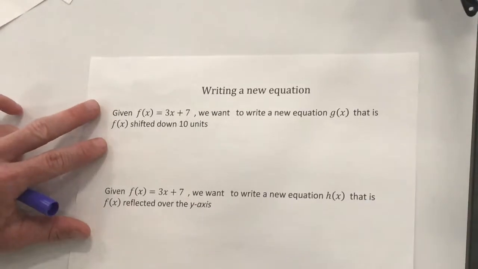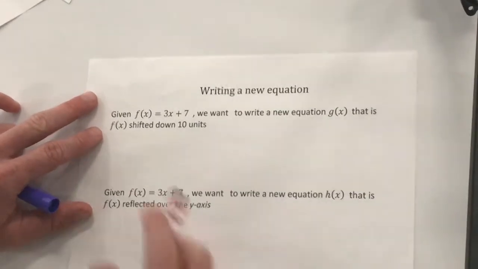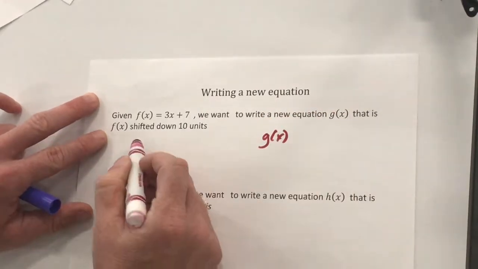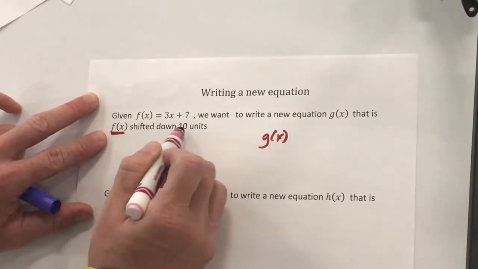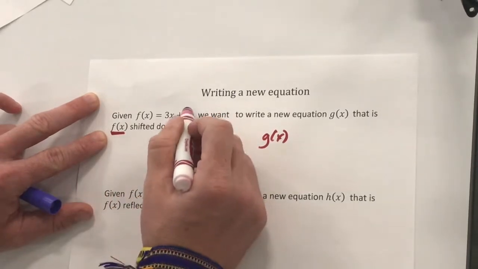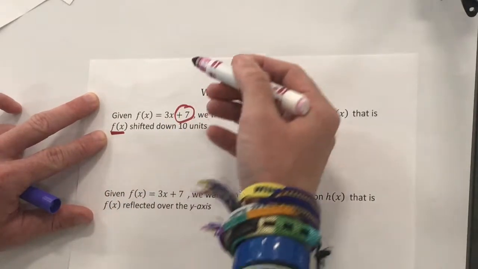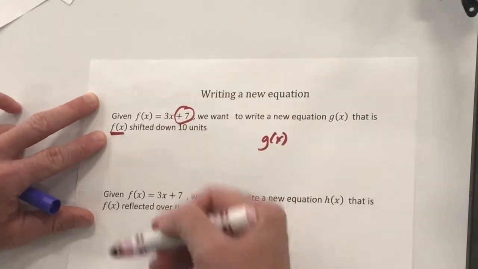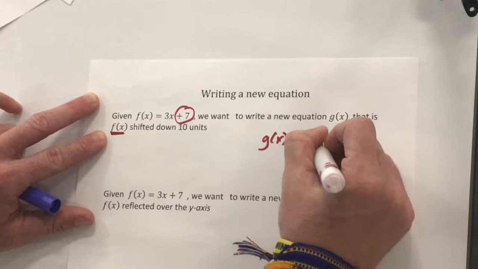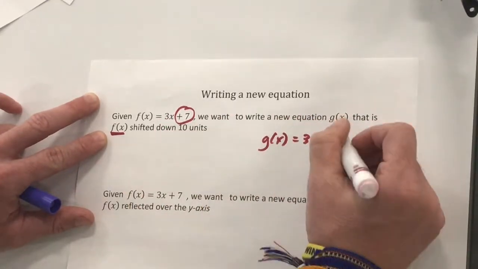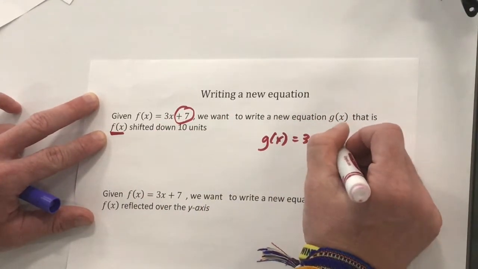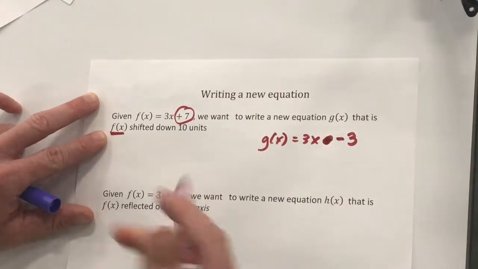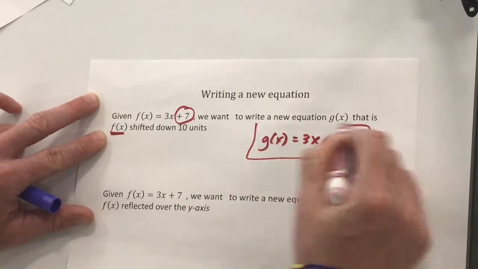Now we're going to be writing a new equation. Given an original function, we write a new equation. We want to write g of x, which is the original function f of x shifted down 10 units. Our original y-intercept was +7. If we go down 10 units, we go down 7 to 0, and then down 3 more. So our slope stays the same, but our y-intercept is now -3, because we went down a total of 10 units.